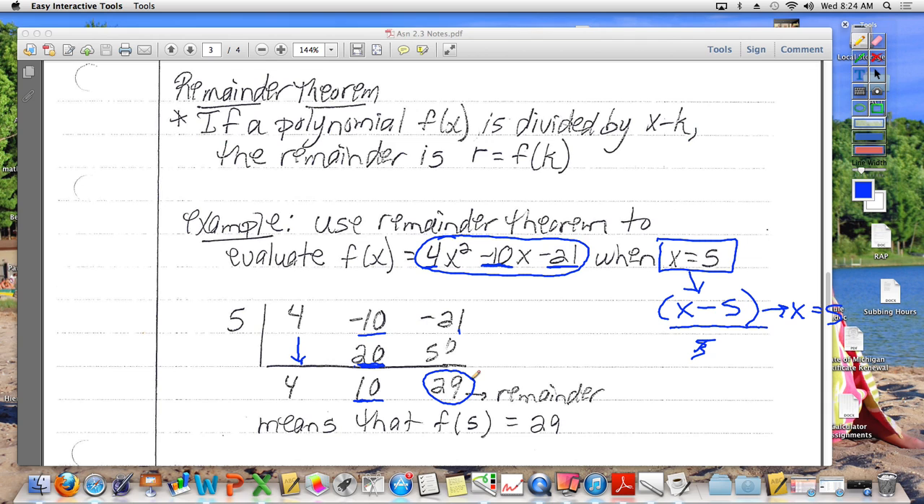And according to the remainder theorem that we just talked about here, what it really means is that this 29 is our remainder. That means that if I were to plug a 5 into this function, replace all the x's in the function with a 5, my answer would be 29. That's what the remainder theorem says. Now, if you were to graph this, 4x squared minus 10x minus 21, the point (5, 29) would obviously fall on the graph too. So it means that f of 5 is equal to 29.